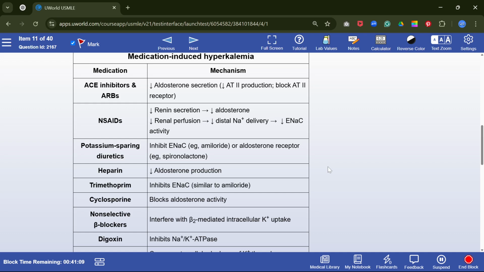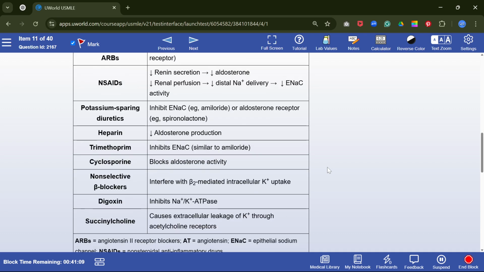Heparin decreases aldosterone production. Trimethoprim inhibits ENaC. Cyclosporine blocks aldosterone activity. Non-selective beta blockers interfere with beta-mediated intracellular potassium uptake. Digoxin inhibits sodium-potassium ATPase, and succinylcholine causes extracellular leakage of potassium through the acetylcholine receptor.